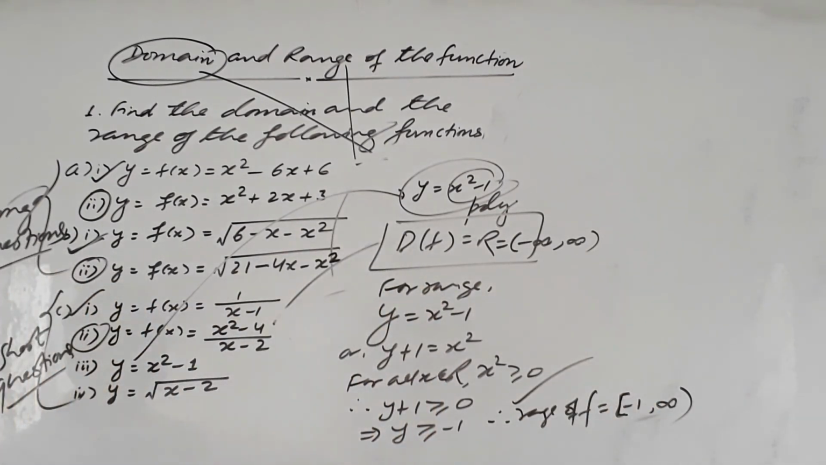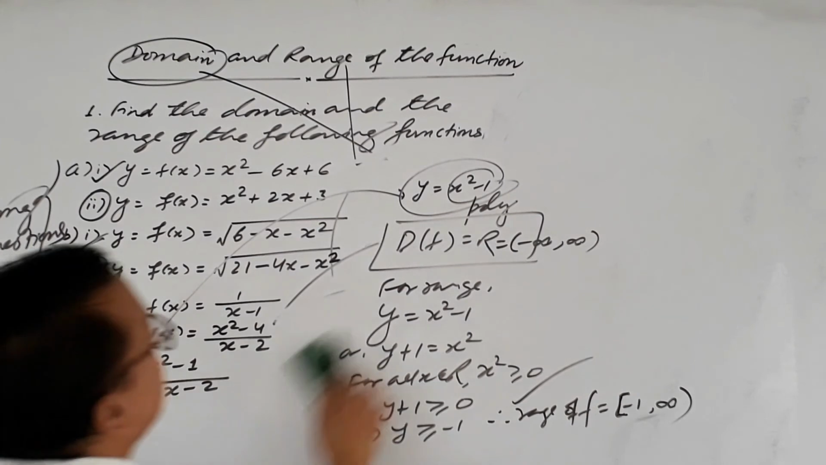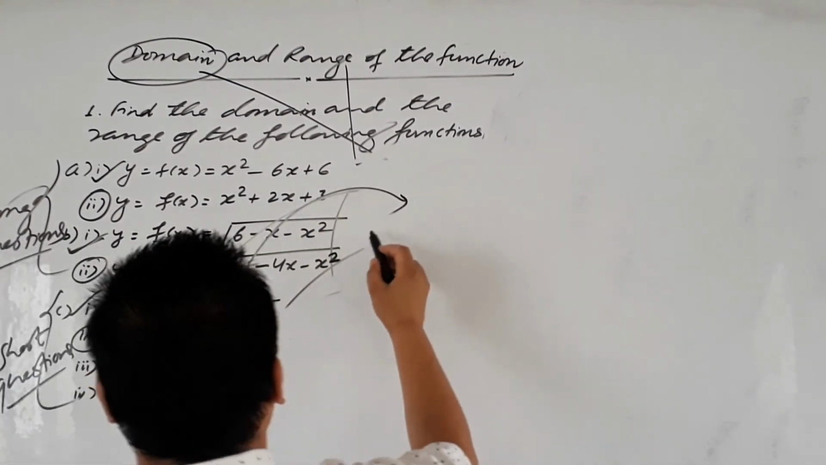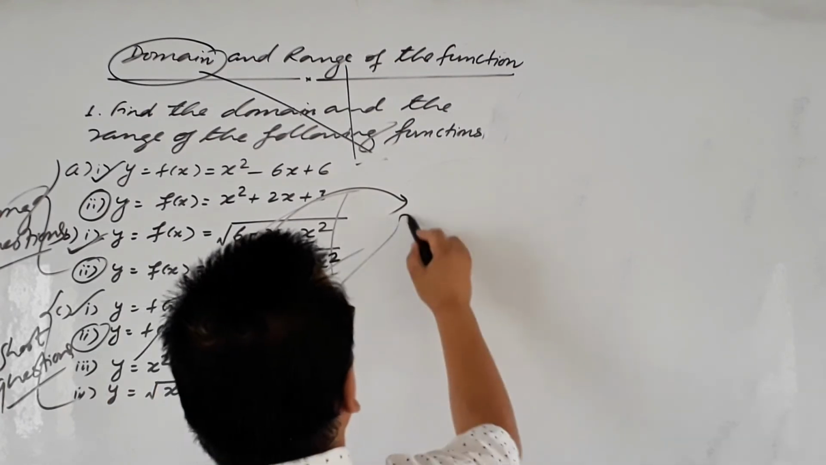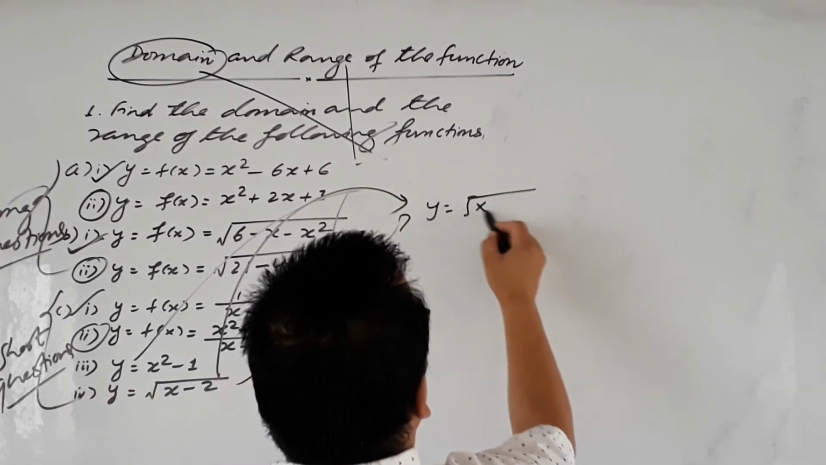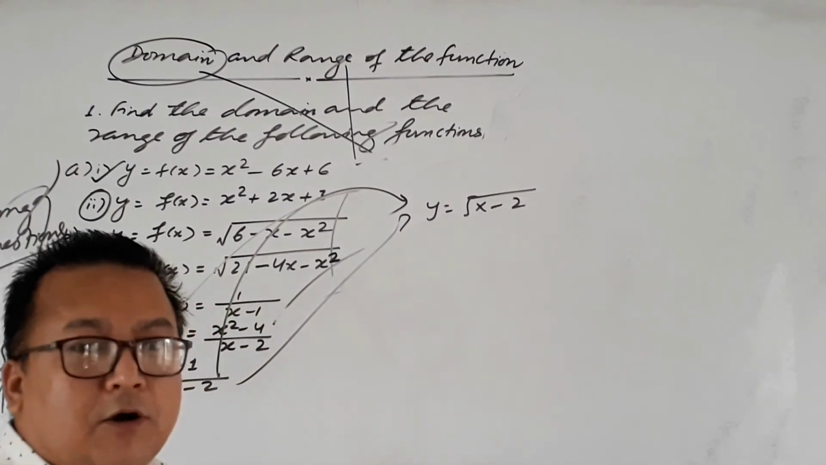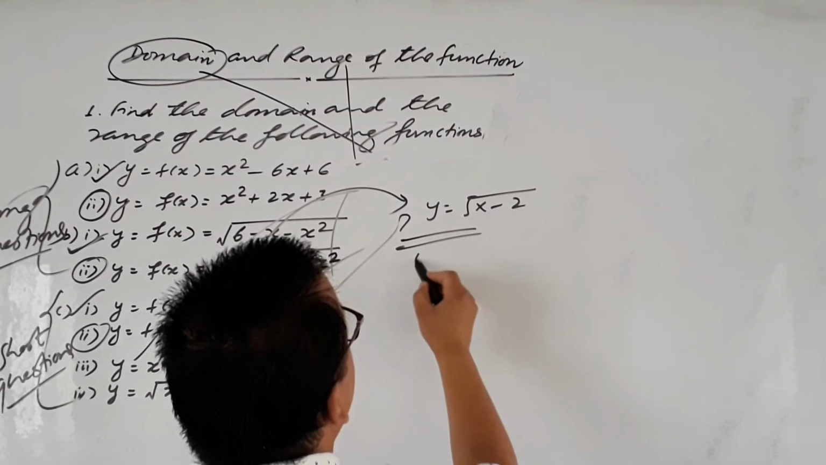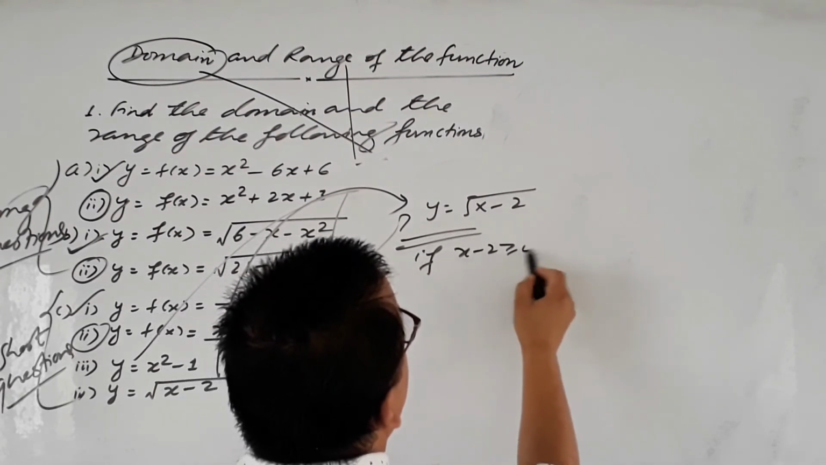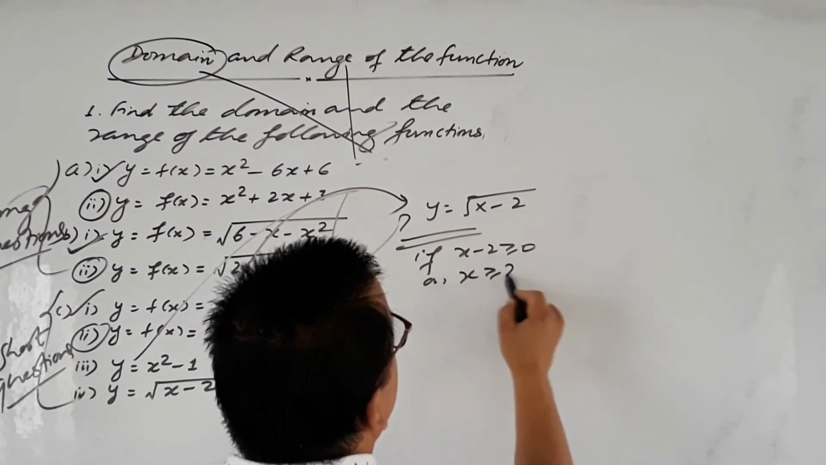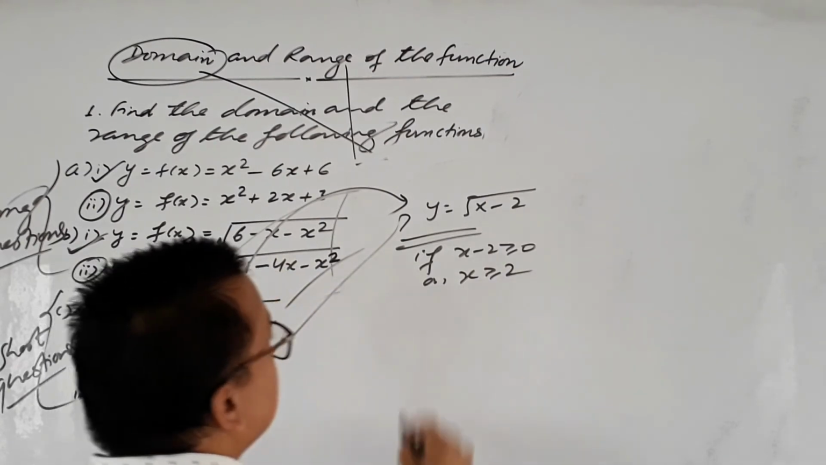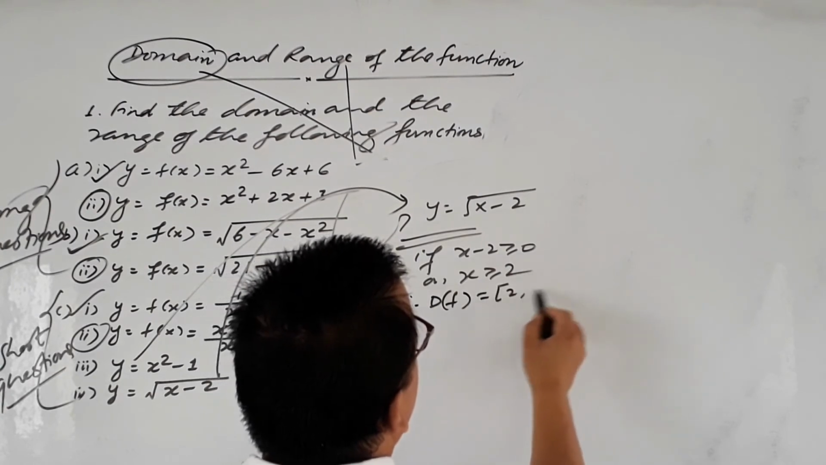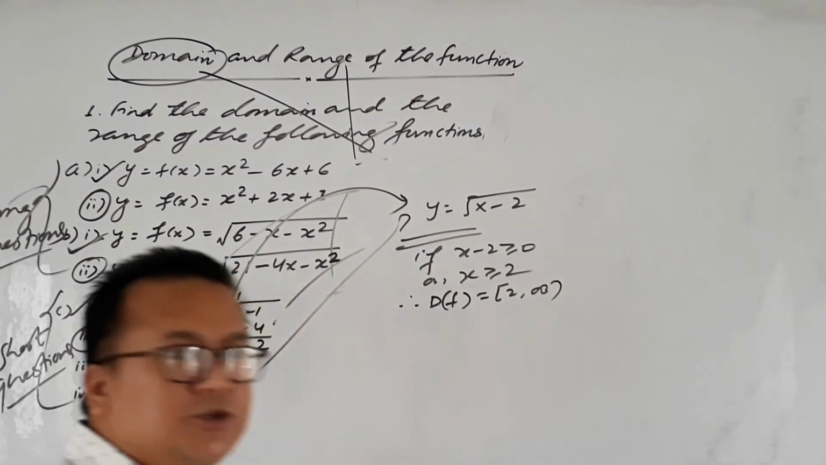And now let me tell you the last question. Say the domain: what will be the domain of y equal to root x minus 2? How do we find the domain? The function will be defined if x minus 2 is greater than or equal to 0, or x is greater than or equal to 2, right? So the domain of the function equals 2 to infinity. Simple, in short you write it.